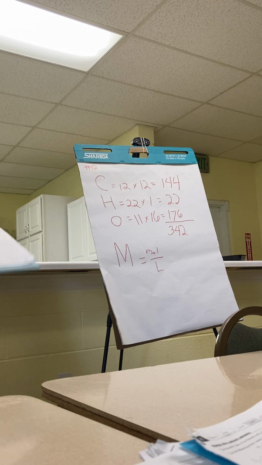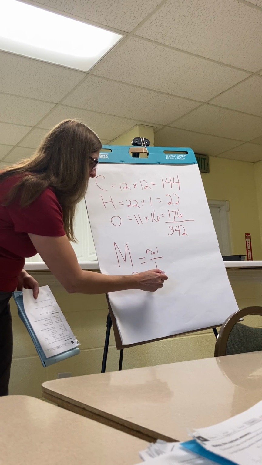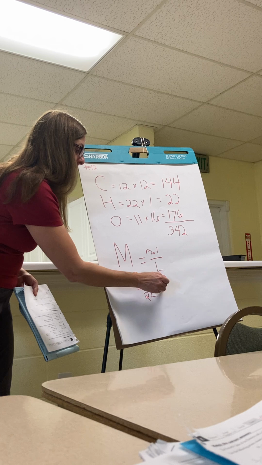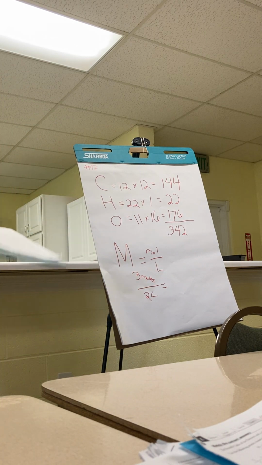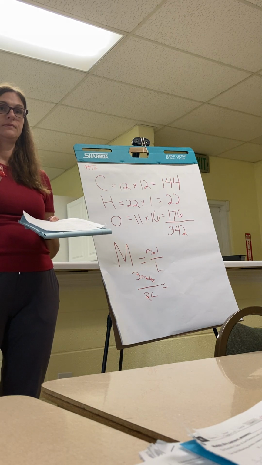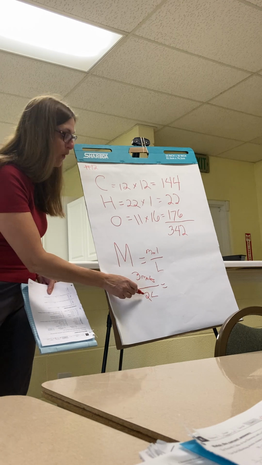But to mix it up a little bit, if I had 3 moles in 2 liters, 3 divided by 2 would be 1.5. It would be a 1.5 molar solution. So you reduce it or change it or multiply it to make it over 1 single liter.